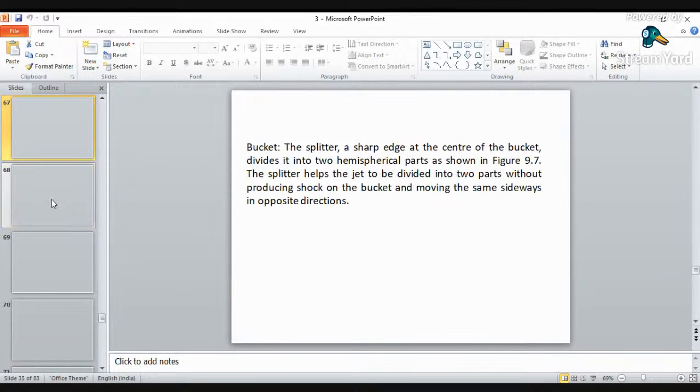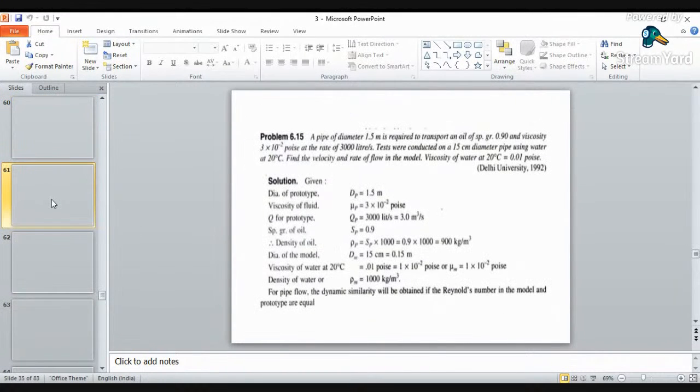One numerical was left, we will look at it quickly, then we will stop here. This numerical is based on the dimensionless quantity or the similitude model analysis. Read out this problem. A pipe of diameter 1.5 meter is required to transport an oil of specific gravity and viscosity. Then the rate is given, and the test has been performed on a 15 centimeter diameter pipe. Find the velocity and rate of flow in the model. You have to find out Vm and Qm, and viscosity is given.